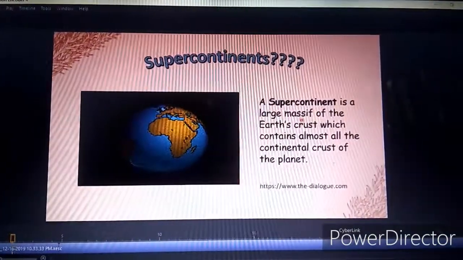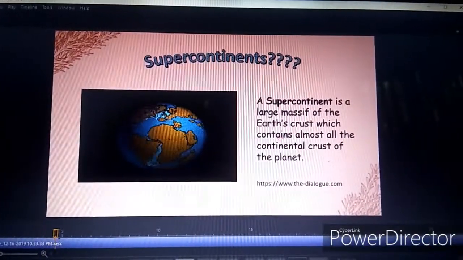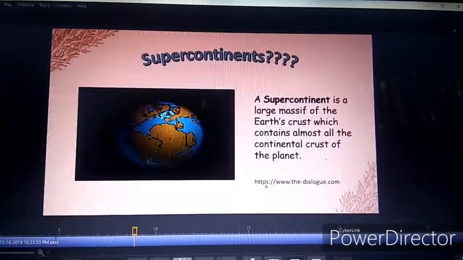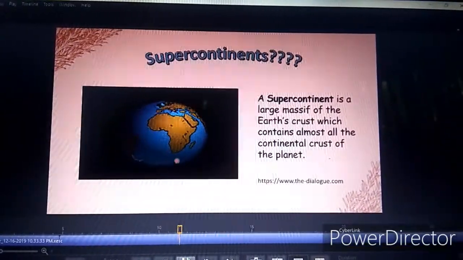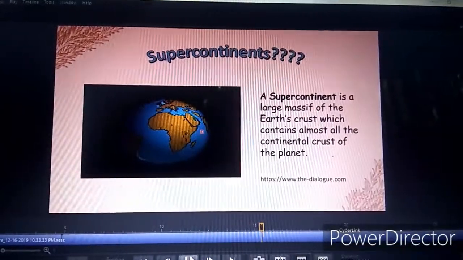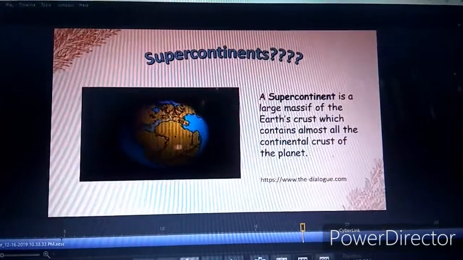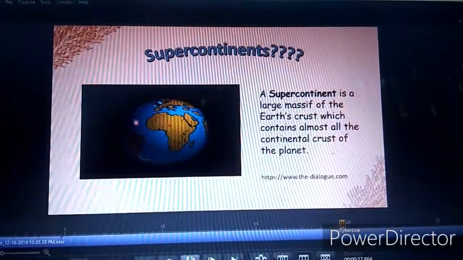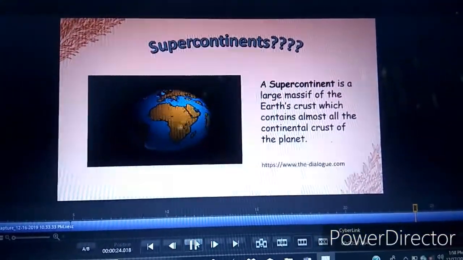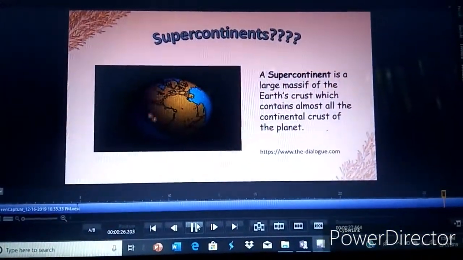A supercontinent is a large mass of the Earth's crust which contains almost all the continental crust of the planet, according to Dialogue.com. So a supercontinent is a single land mass that incorporated almost all the land masses on Earth, or those small continents have been joined together, as you can see in this image.